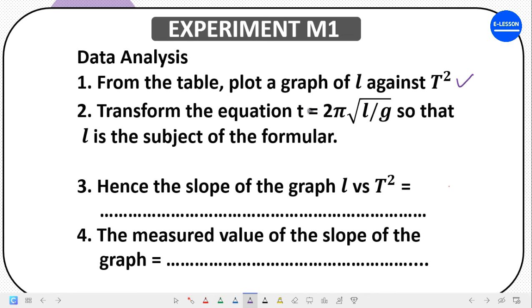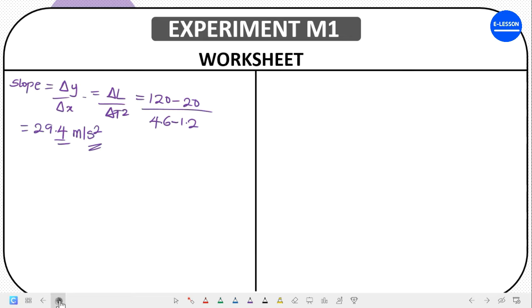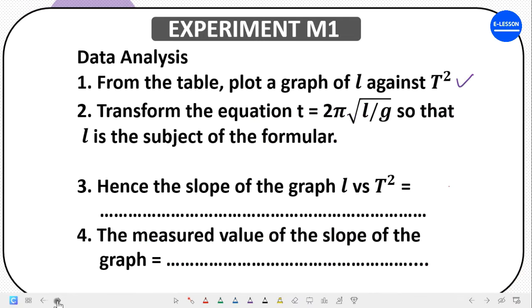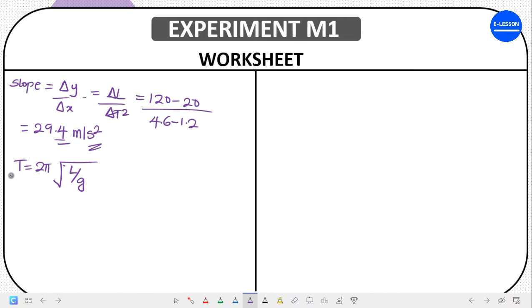The next part says transform the equation t is equal to 2 pi root of L over g, so that L is the subject of the formula. So what we are going to do now is come here again. The equation says transform t is equal to 2 pi root of L over g, so that L becomes the subject of the formula. Is that not so? Now to make L subject of the formula, what do we do? First of all, we square both sides. So we come here and say square both sides. Now squaring both sides, what are we going to have?